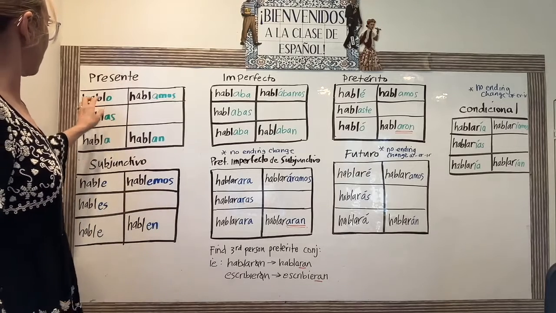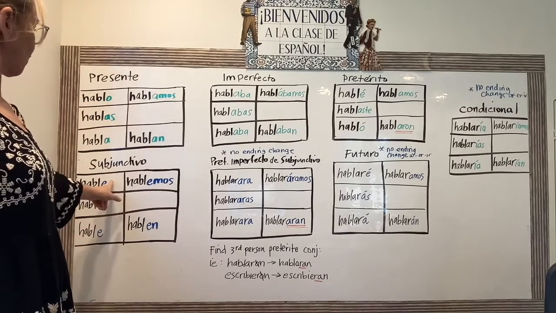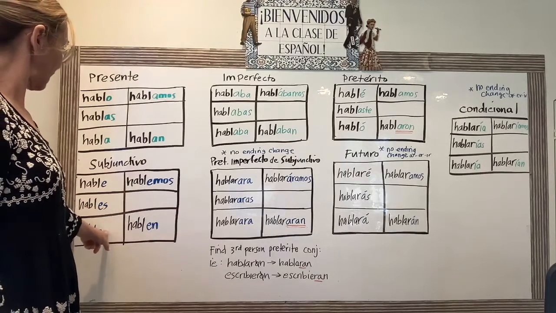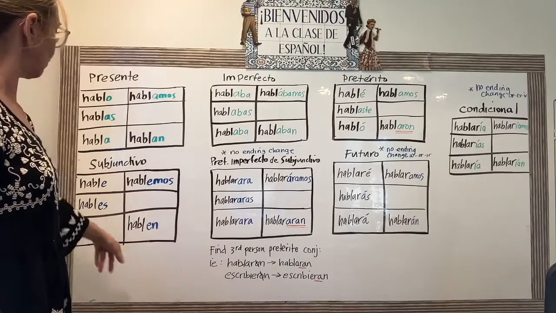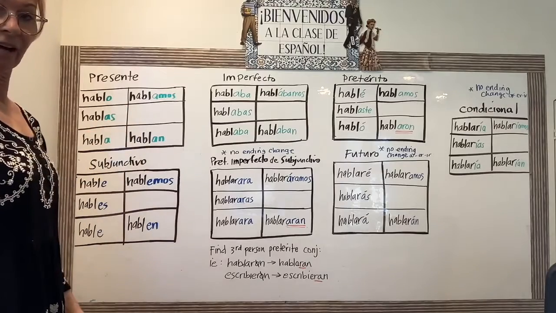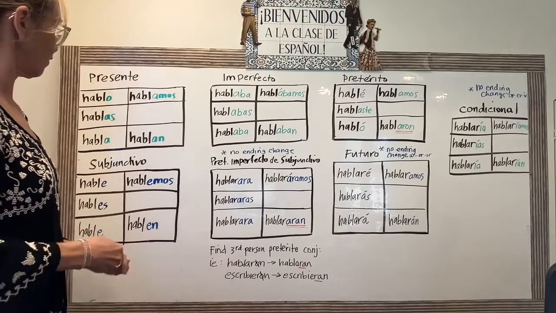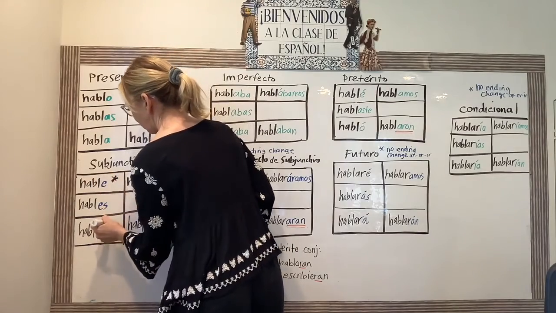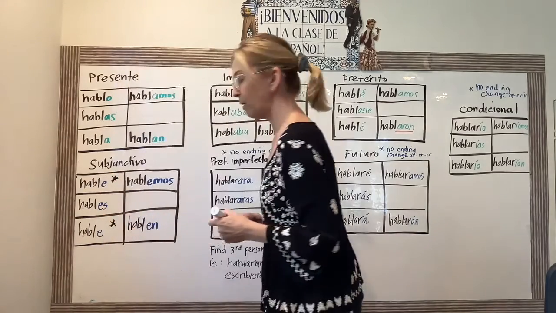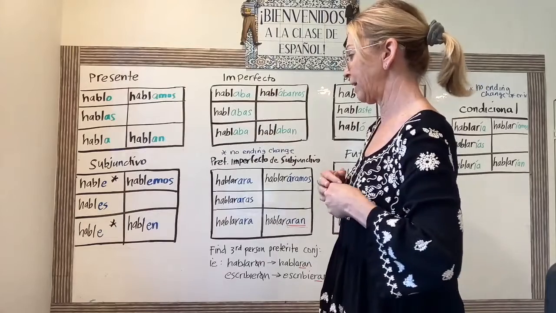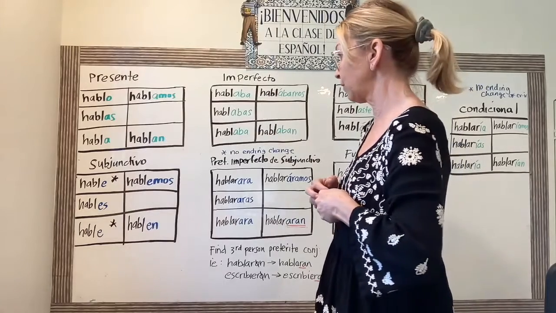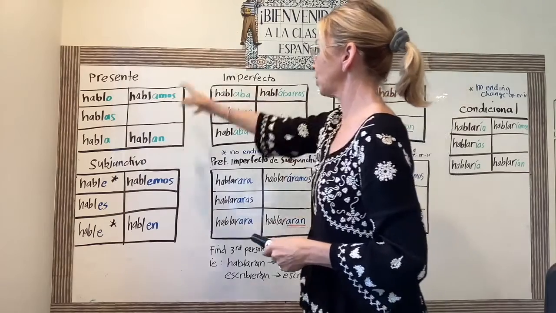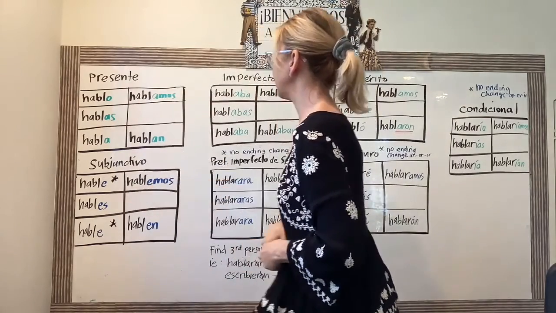So instead of hablo, in the yo form, you use hable, then you go hables, and then hable, hablemos, hablen. Notice that you're not conjugating in the AR verb endings, you're conjugating in the ER verb endings. And then you're noticing that when it gets here, you are doing the same conjugation for the yo as you do for the él, ella, usted, or the third person singular. Okay, so that's the subjunctive. Present subjunctive, you do the opposite.